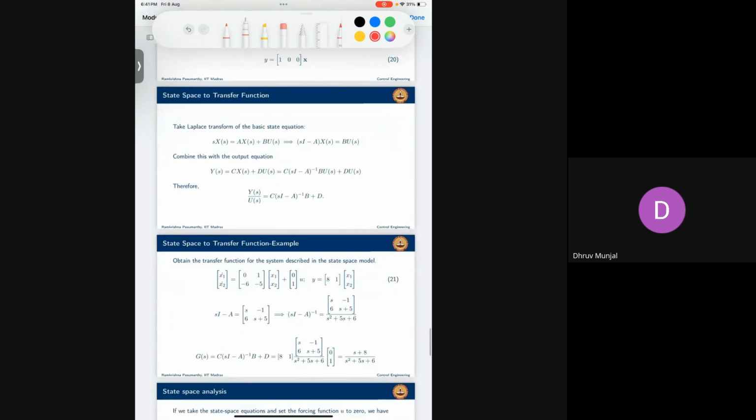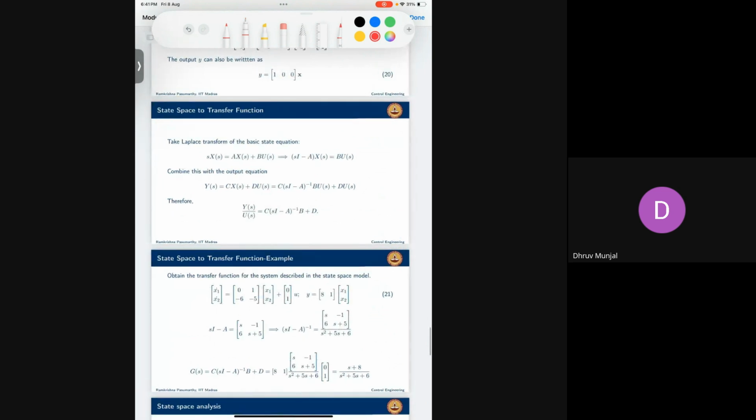Okay, good. So far we have studied how to convert from transfer function to state space, right? First one is nth order to n single-order equations. Second is to assign variables. Then boom, you'll have a state space representation.